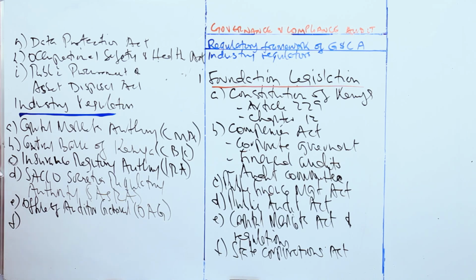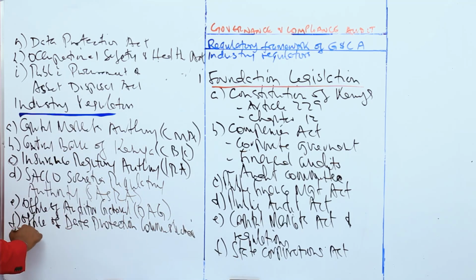Number 6 is the Office of the Data Protection Commissioner, ODPC. Now, the role of the ODPC is established under the Data Protection Act, and it is to oversee the implementation of the Act. The office here issues regulations including the Data Protection Regulations. And what is its audit mandate?